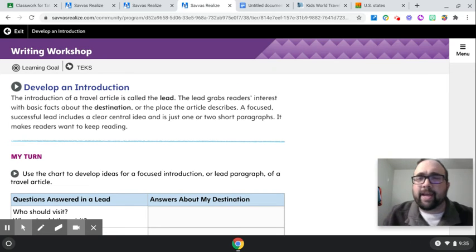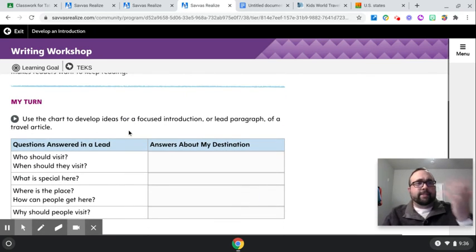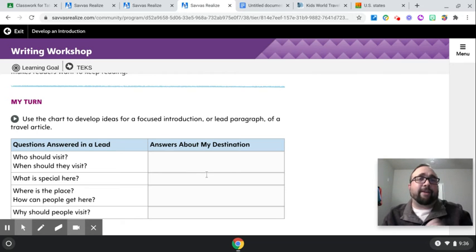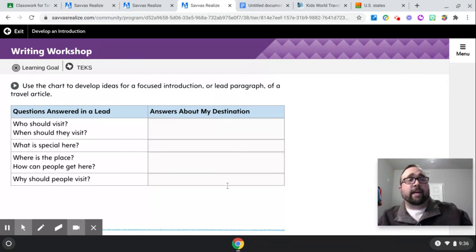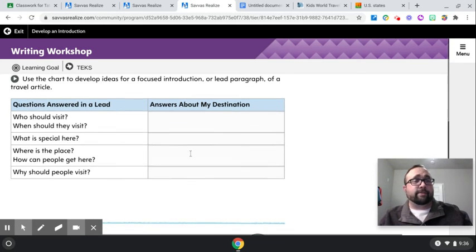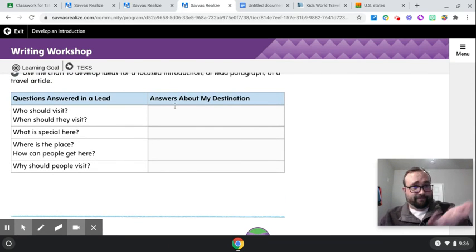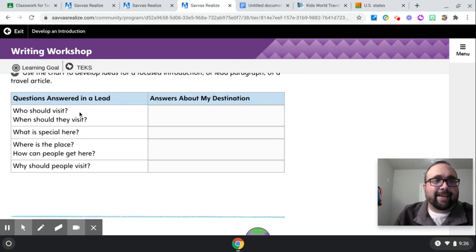Okay. Now that we have this idea in our minds, right? So, this graphic organizer is here to help you get ready to do our project at the end of the week, right? Like make your brochure. So, we're going to be keeping track of these as we go. This is where you're going to pull your information from, okay? So, depending on where you've chosen, you're going to use this chart to get information ready, okay? So questions answered in a lead.